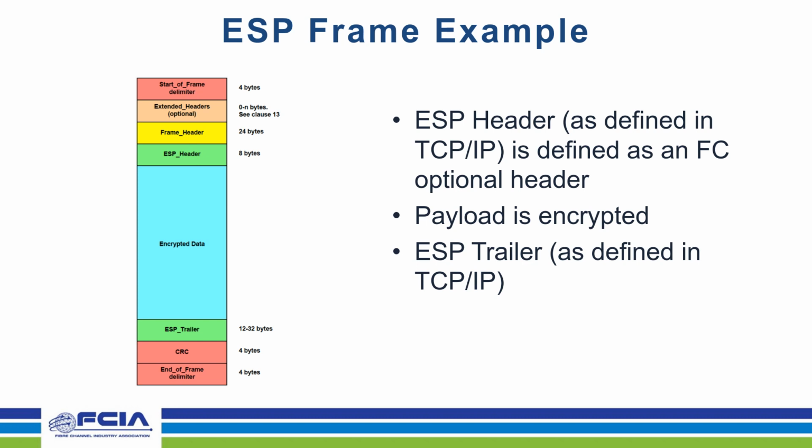They've already shown this, but I'll show it again. The example frame for what an ESP frame looks like. So we have, the top part, the standard Fibre Channel frames, extended headers, and so on and so forth. Then we have the ESP header, which is based on what is defined in TCP/IP, and this is defined as a Fibre Channel optional header. Following that would be an encrypted payload, and then there's an ESP trailer, and that's also as defined for the TCP/IP security.